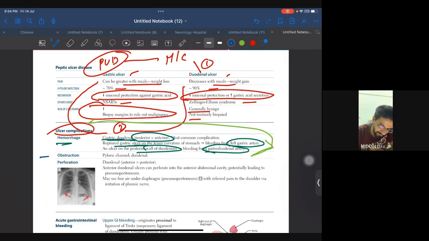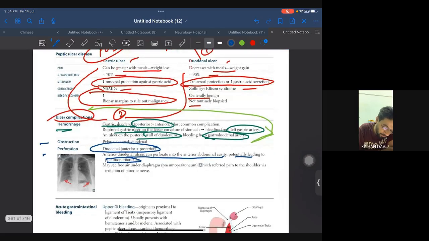Now obstruction, and now they have asked perforation. In duodenal ulcers, anterior perforation is more common, but bleeding is posterior. Just remember, in the duodenum bleeding is posterior, but perforation will be in the anterior. Anterior duodenal ulcers can perforate into the abdominal cavity, potentially leading to pneumoperitoneum. And this is how pneumoperitoneum is diagnosed.